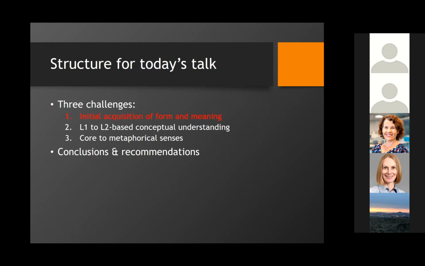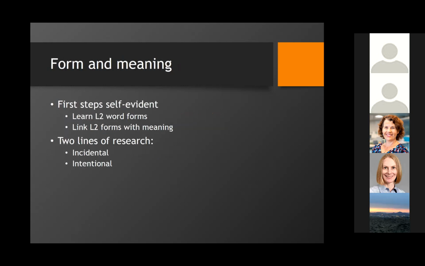So I'm going to jump right in with this initial acquisition of form and meaning. Now, probably most of us have learned a second language to some extent. And the first steps of learning second language vocabulary are fairly self-evident. Of course you have to learn the phonological and orthographic forms, and then you have to link those forms with appropriate meanings. Those can be distinct, because we know a lot of words where we think, I've heard that word before, but I can't remember what it means. That happens, of course, in our first language as well.